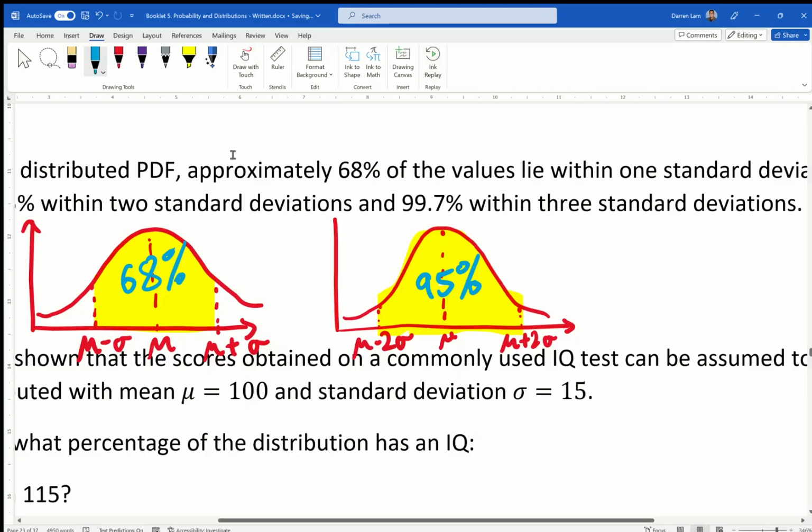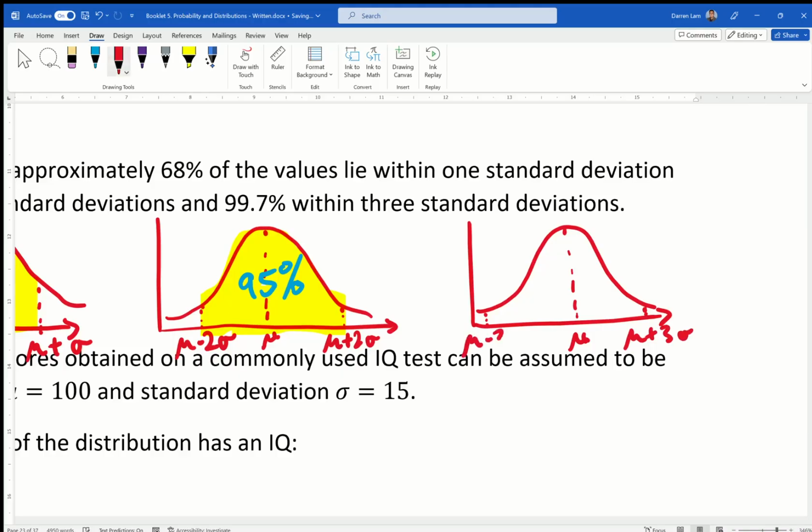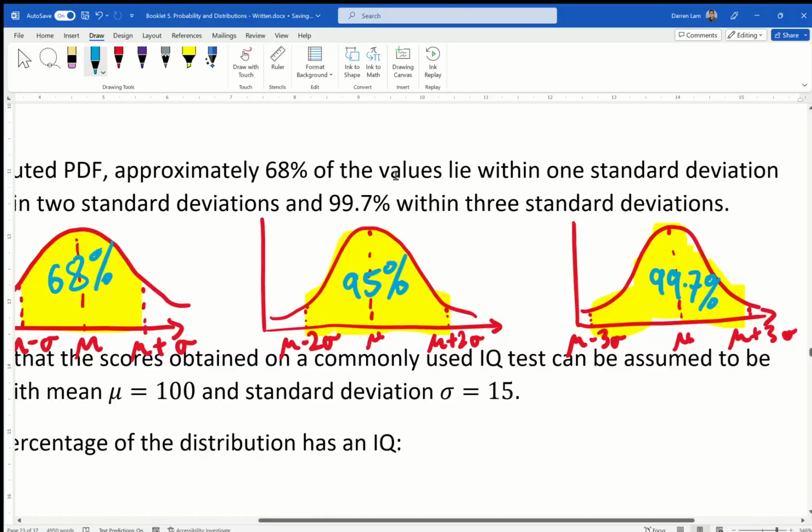You can see where I'm going with this. The last one. We're going to go to when it looks like it's almost 0, but not actually. We're going to go mu plus 3 sigma and mu minus 3 sigma. And that area is 99.7%. You notice I got more and more lazy with the highlighters, but that's fine.